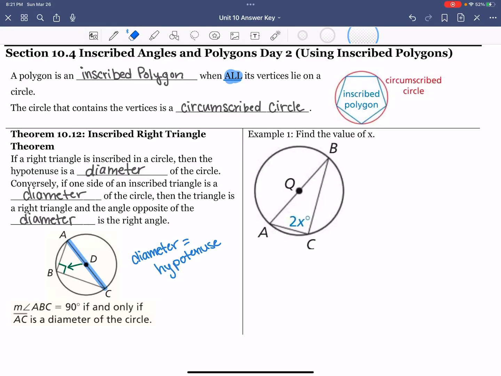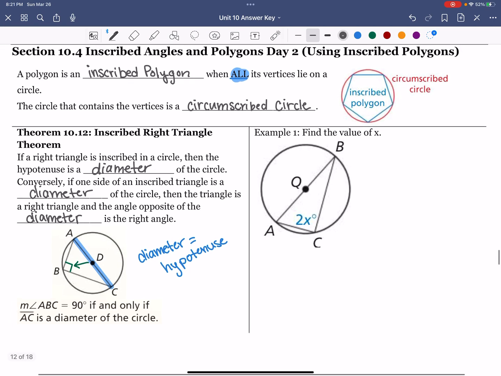This is section 4 of part 2 of section 4, of unit 10. We are going to talk about inscribed polygons today. Now I went ahead and left some information on my screen to make it easier as you guys are listening to write this stuff down.